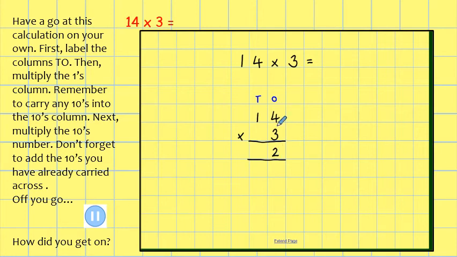And you know that you have to hopefully carry across into your tens column. So 3 times 4 equals 12. Okay, so your 10 is still in the ones column, but we've not actually put it in our answer yet because we've not finished the sum.